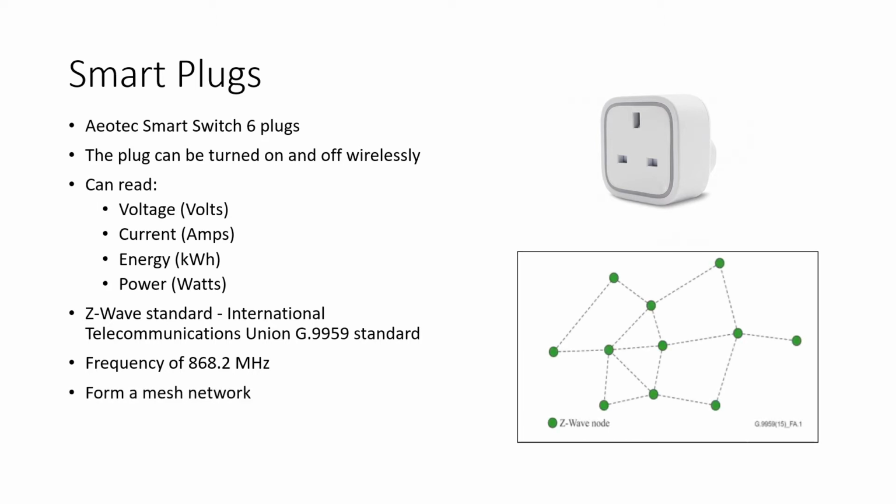Z-Wave devices form a mesh network shown in the diagram here. This is an advantage as if one Z-Wave node cannot directly reach another node, packets can be forwarded through intermediate nodes. This means increasing the number of devices in a Z-Wave network also increases its range.